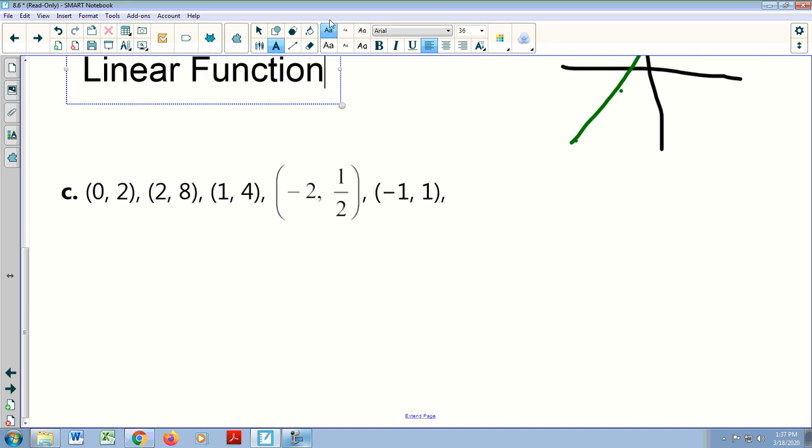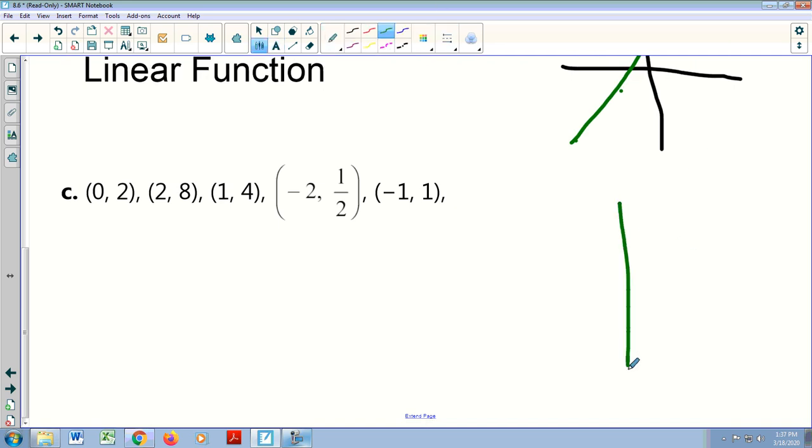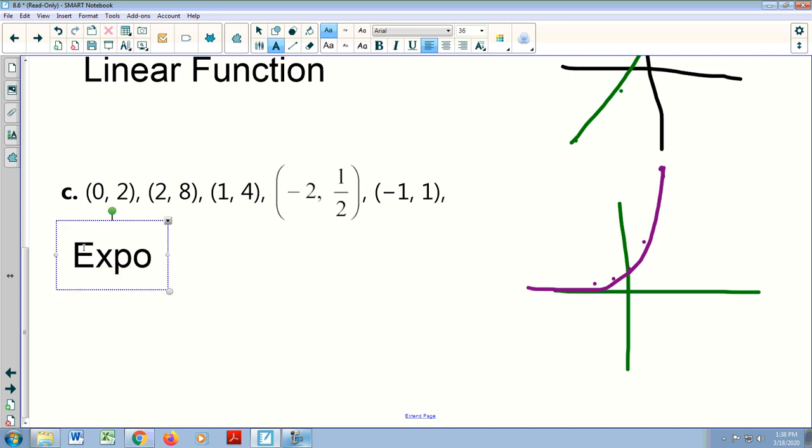Finally, for the last one, make my quick grid. 0, 2, 2, 8, 1, 4, negative 2, 1 half, negative 1, 1. If I start to look there, that's that skyrocket motion. So that tells me this is an exponential function.